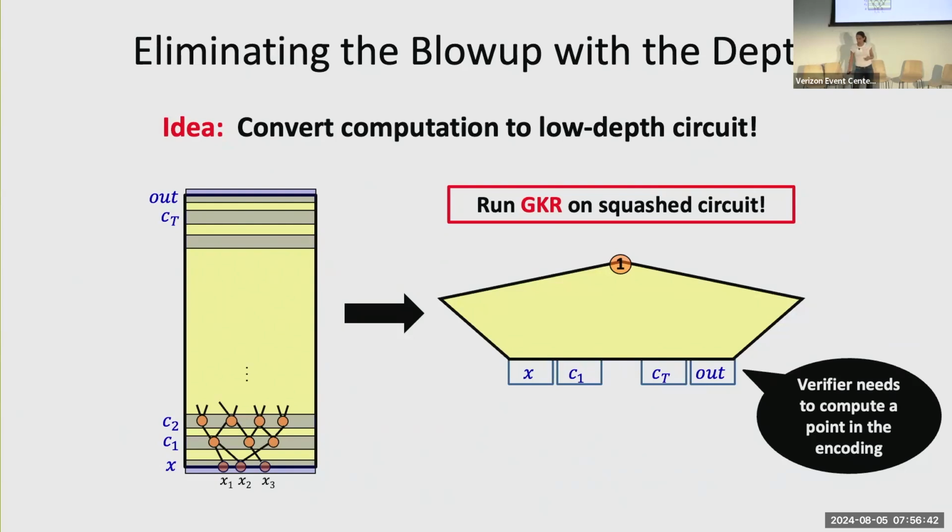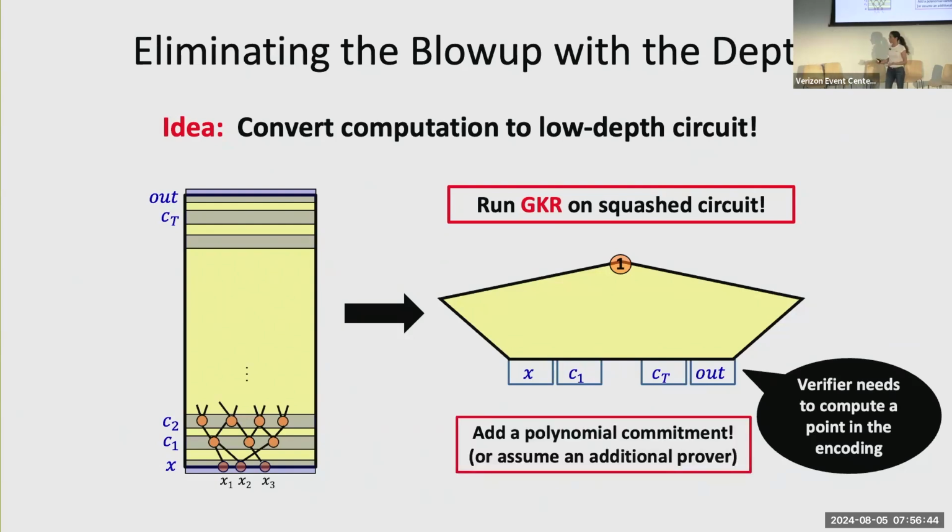The way people do it in practice is they add another component, which is what's called a polynomial commitment. There's another thing people have done, which is to assume an additional non-colluding prover. But mainly what people do is add this component, called a polynomial commitment. I'm not going to go into what it is, but FRI is one way to do this polynomial commitment, probably the most efficient way. And if you use a polynomial commitment, you can get rid of the depth bound.